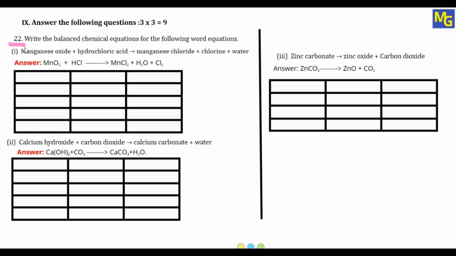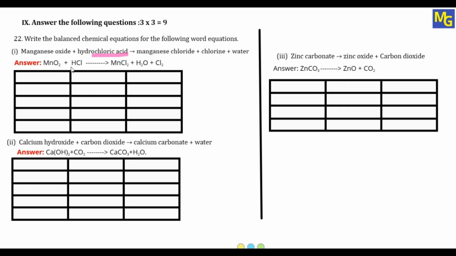So we'll start with question number 12. Write the balanced chemical equations for the following word equations. Here we have got word equations and we have to convert those word equations into balanced chemical equations. So we'll start with the first one. Manganese oxide plus hydrochloric acid gives manganese chloride plus chlorine plus water. First convert this into symbols. Manganese oxide means MnO2.